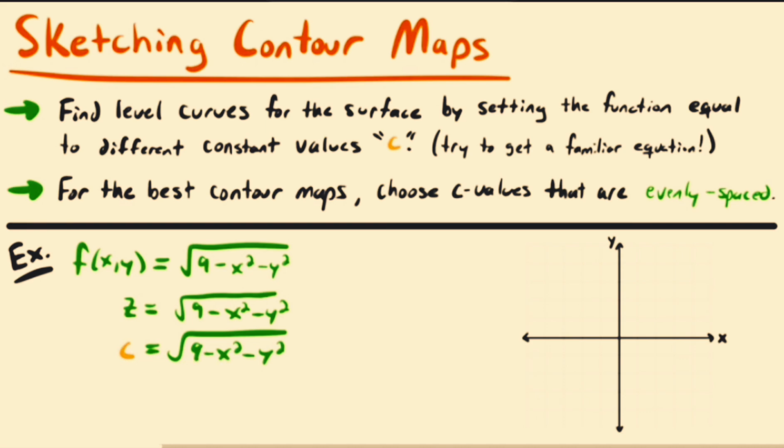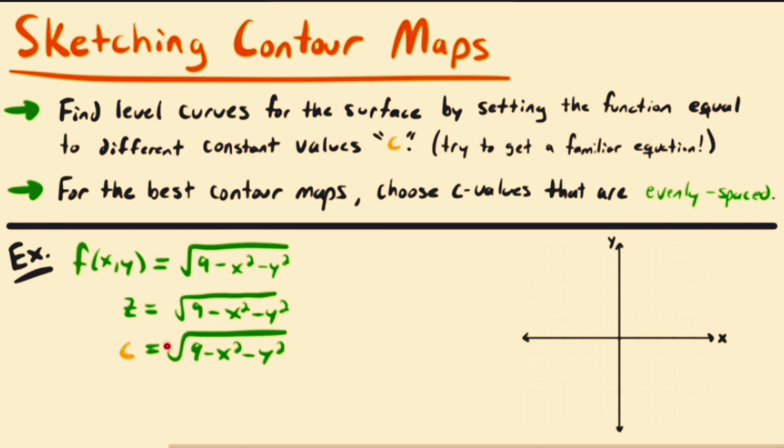But to make that process easier for us, because I currently don't know how to graph this function in its current state, what you want to do is get this equation, now that you've set it equal to c, into a form that you do know how to graph before you start plugging in values of c. Okay, so what I'm going to do here is manipulate this equation a little bit.